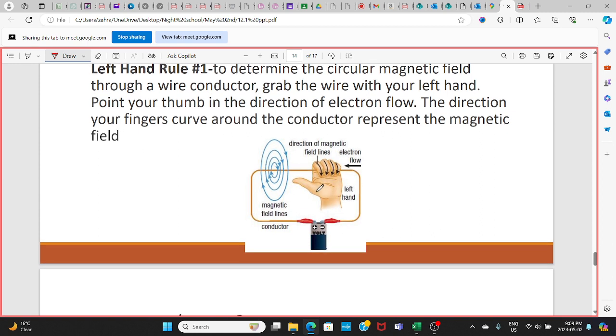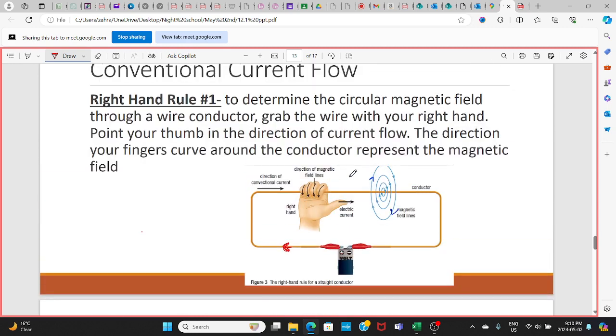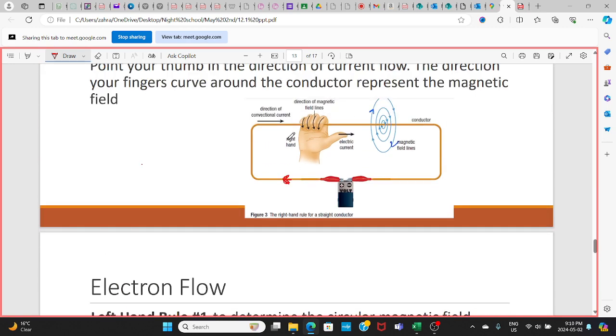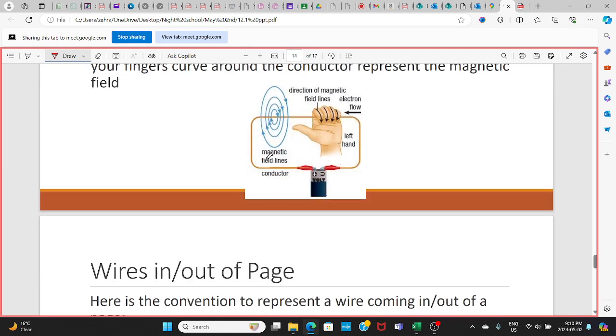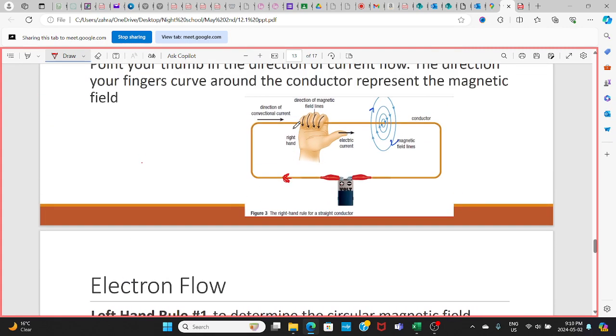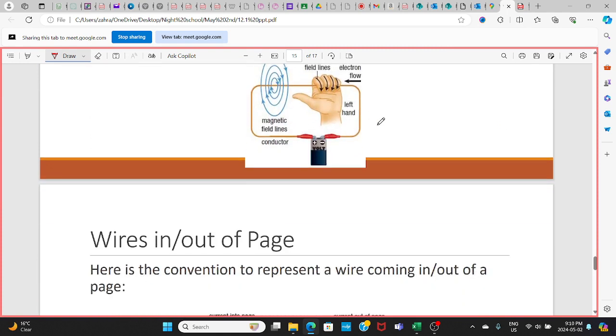As you see, it doesn't matter if we consider a negative charge moving or a positive charge moving. The direction of the magnetic field is still the same: at the back it goes up, in front it goes down. This example and this example are the same. In the first example, we're assuming that positive charge is moving. In the second example, we're assuming that negative charge is moving. If we follow the rule, we get the same result for the magnetic field. Again, I'm just trying not to confuse you.